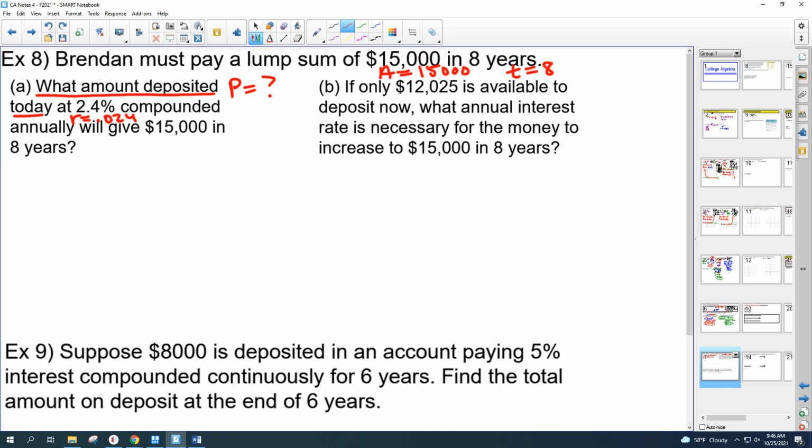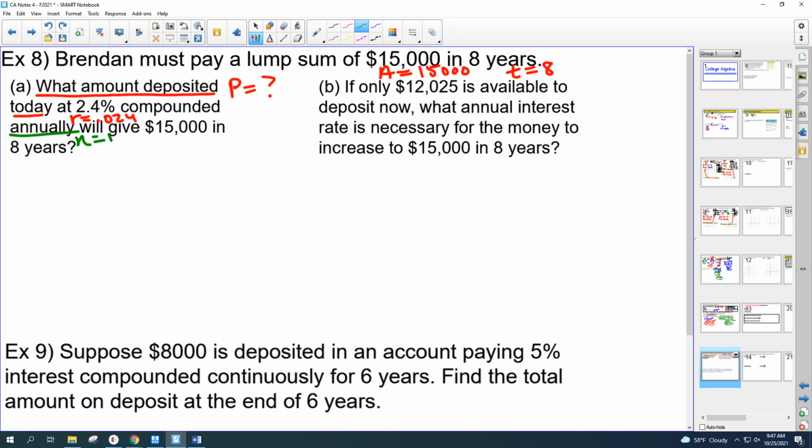Okay. What about N? Compounded annually. How many times a year are they compounding this? Just once, 1 time a year. That's what that says, and that's kind of hidden in the problem. When they say this, they're saying we're only going to compound it 1 time. So we need that number.